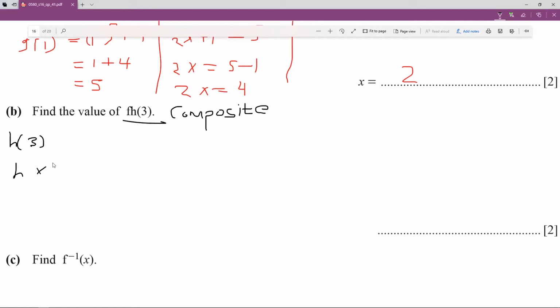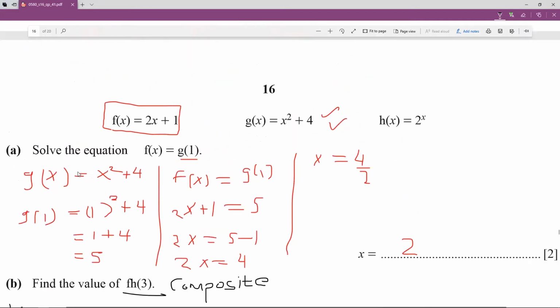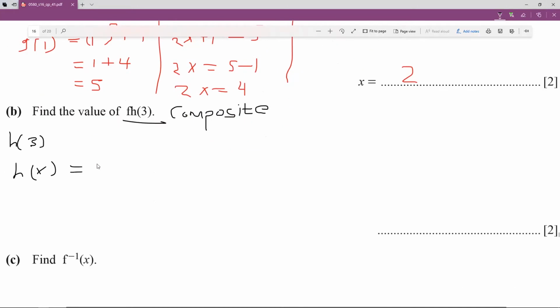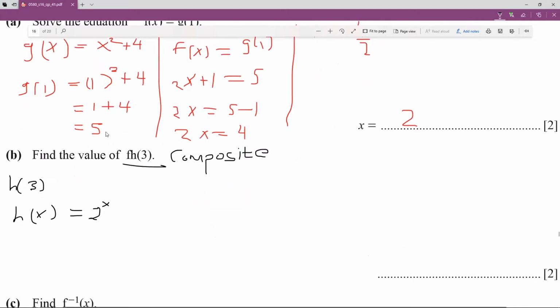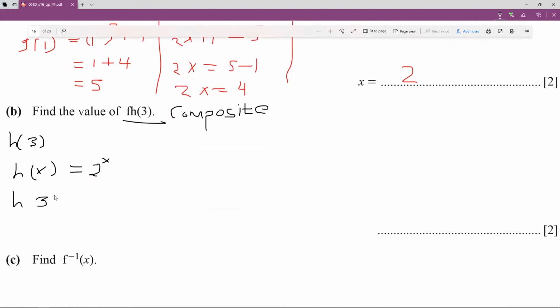So h(x) was, let's see, 2 power x. Anyone who doesn't know where I'm getting this, it's right there at the beginning of the questions. So h(x) is 2 power x, but we need h(3). Remember we said the 3 just takes the place of the x in function h. Now 2 power 3, from your calculator, you'll end up with 8. Once your inside function is done, you can now solve the outside function, which is f(x). But in this case, it's not f(x), it's going to be f of h(3).